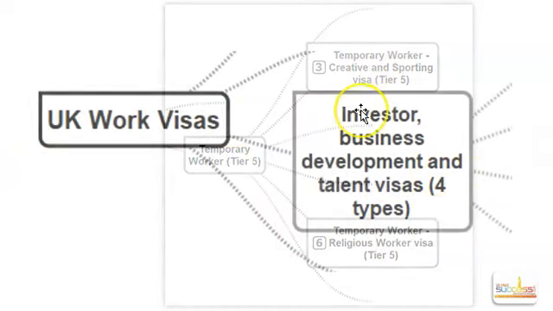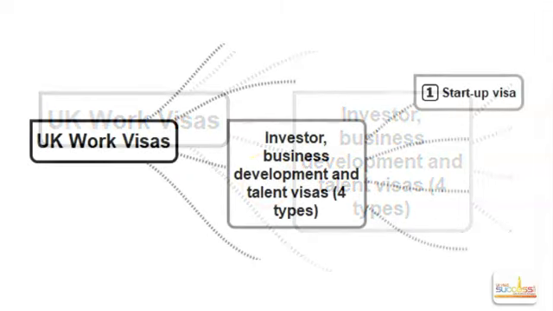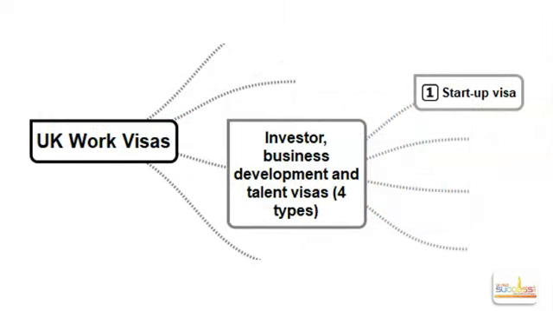The next category of UK work visas is for investors, business developers, and talented people. And again, we have 4 types here. Let us start with the startup visa. This was recently created. It was born actually on 29th of March 2019. The parent, the father or the mother of this startup visa is the tier 1 entrepreneur route, which is now closed to new applicants.